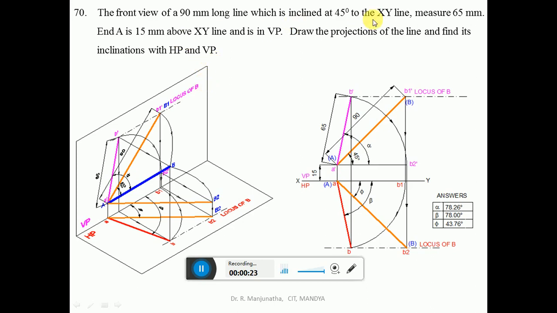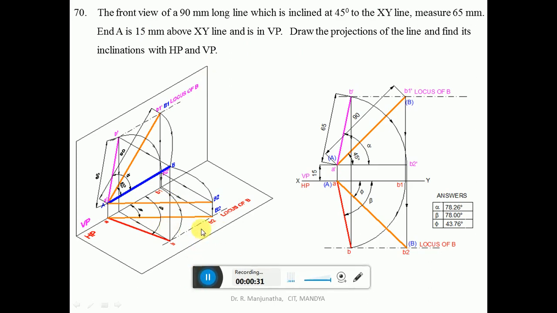So he says the NDA is above XY line. Above XY line means it is above the horizontal plane. So when you look from the front view, you can see the distance above HP, which is 15 mm, shown here. When you look from the front view, the image will be seen in the vertical plane. So we consider this point as A dash.